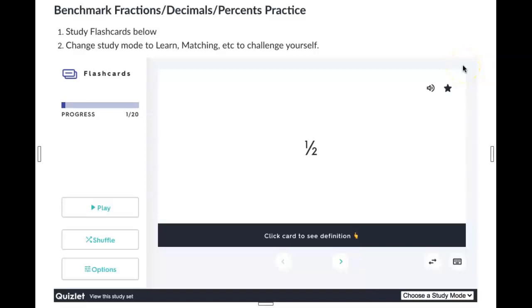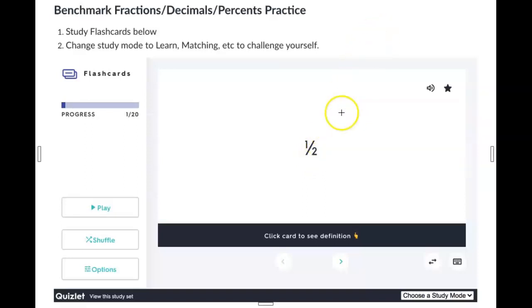For the next few weeks, instead of studying vocabulary words, we're going to be studying our benchmark fractions, decimals, and percents. This is something that we took several quizzes on last fall in the first and second 6 weeks. This is a number that we should know automatically as being 1/2, and there is an equivalent decimal and an equivalent percent that we should know immediately without any calculation.